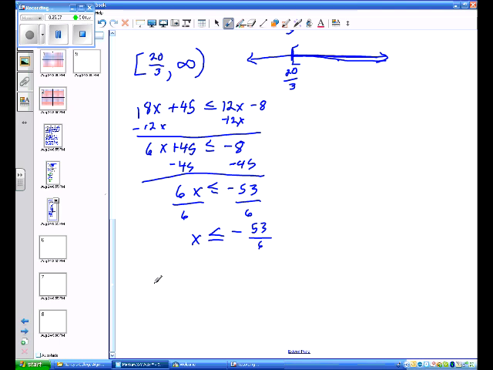So if we graph that one first, we have our negative 53 sixths. We're talking about what's less than or equal to that. So we're talking about what's going in this direction. So if we write that then in our interval notation, we're starting at negative infinity and going to negative 53 sixths. It includes that endpoint, but it can never include infinity.